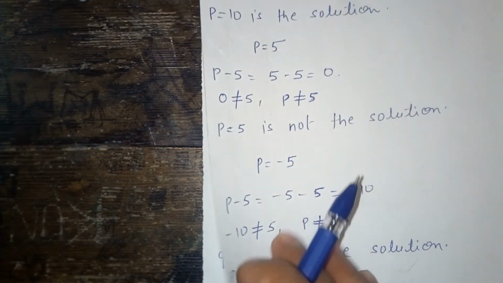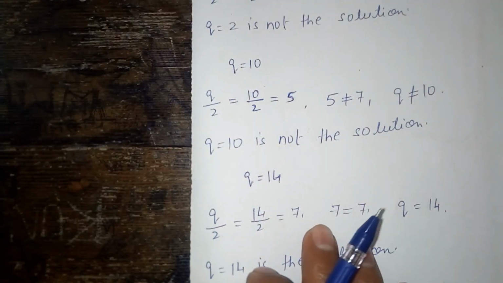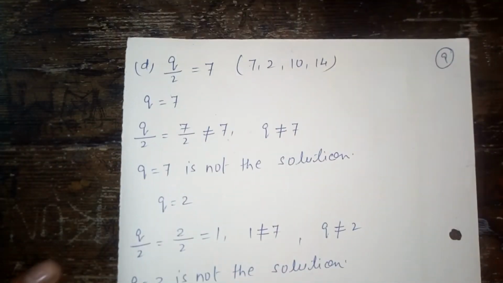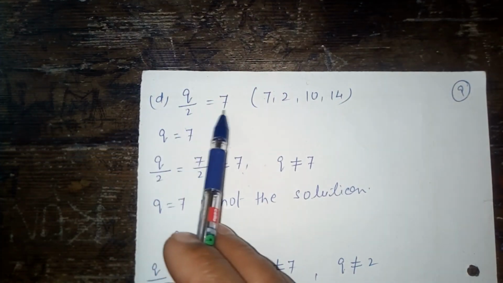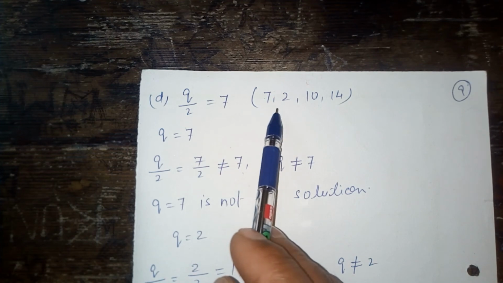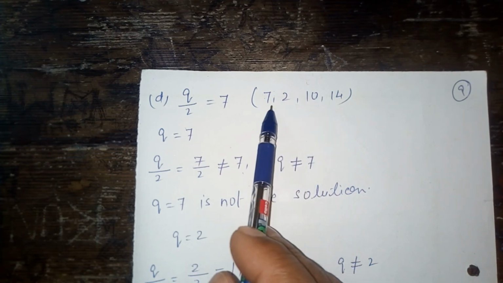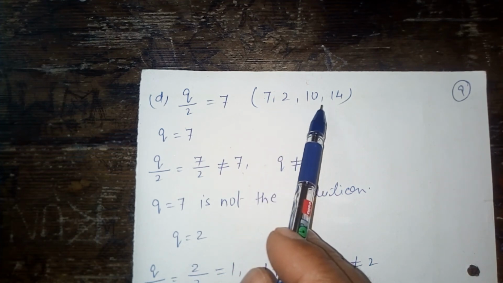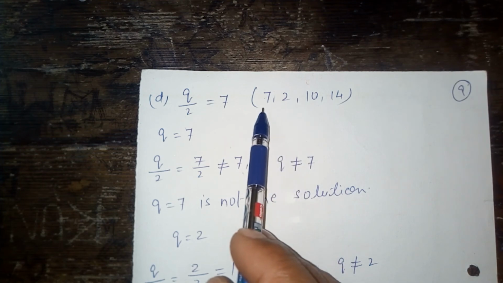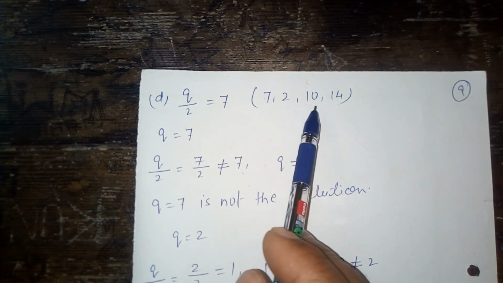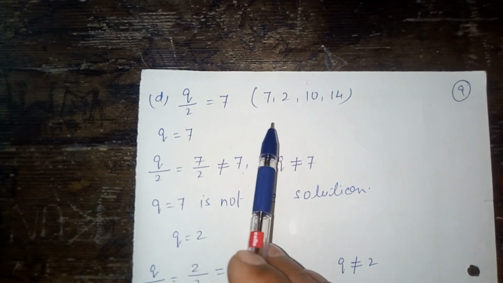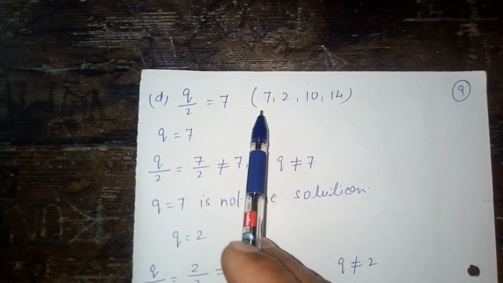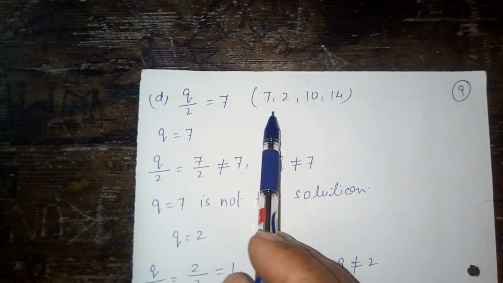Okay, now we will discuss one more problem. Question number D. q upon 2 is equal to 7. There are 4 values of q. Among these 4 values, only one value is correct and the other three values are wrong. So with the help of calculation, we will discuss which value is correct and which values are wrong.